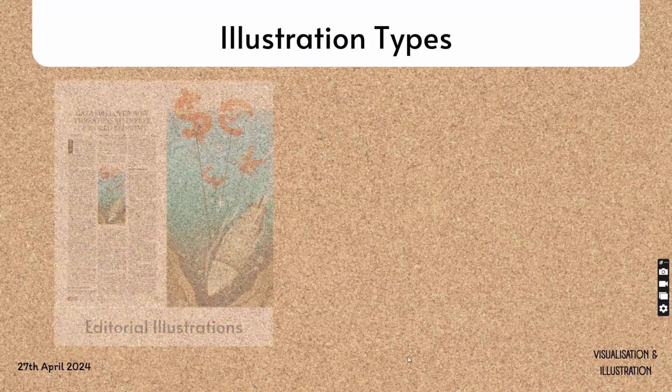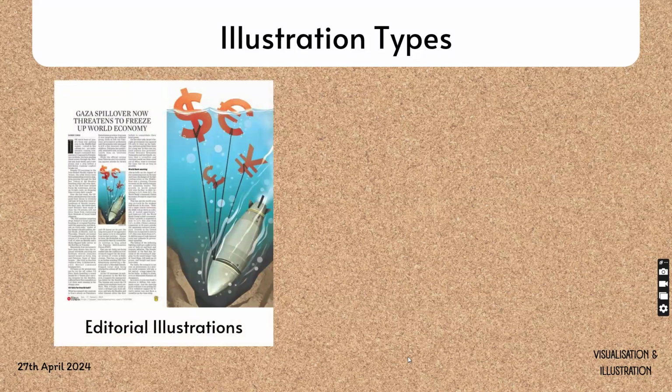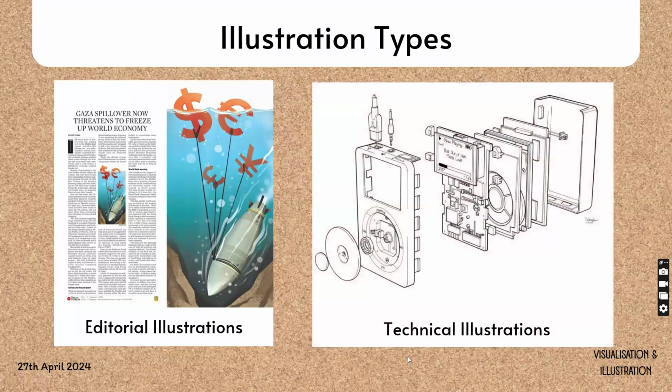So now we see the different types of illustration. Editorial illustrations, this we see in a newspaper, books, magazines, where the image is incorporated with the text, which represents the whole essence of what is written in that magazine or newspaper.